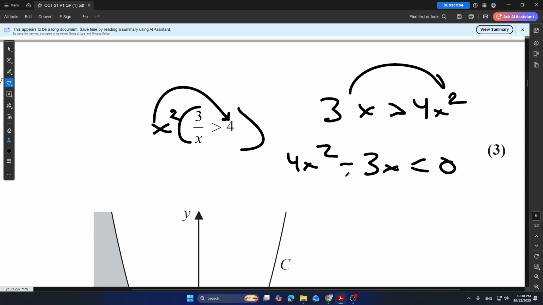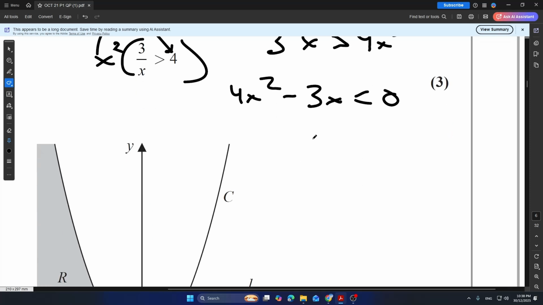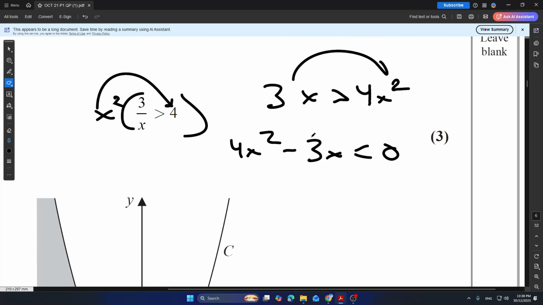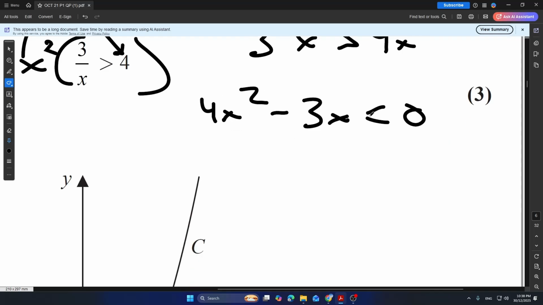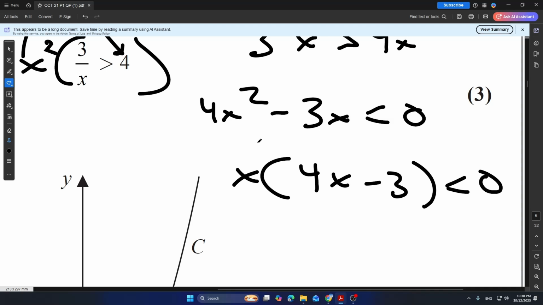Okay. Now this is again a quadratic inequality. How will we solve it? Well, because there is no constant in the quadratic, the first thing we need to do is take x, because x is common in both. So we can factorize x outside, and we get x times 4x minus 3 is less than 0. Because x times 4x is 4x squared, and x times minus 3 is minus 3x, less than 0.